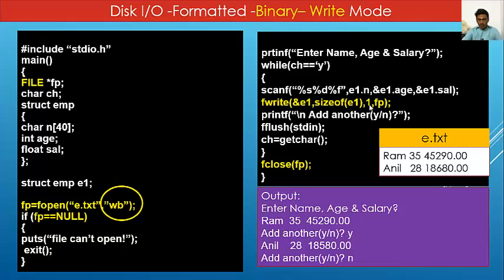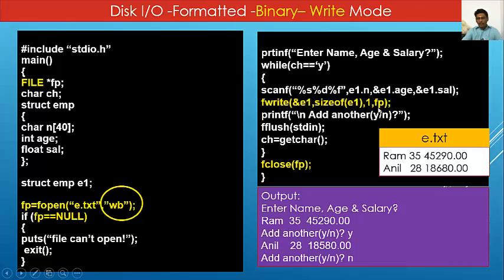So that 1 also indicates the total number of records. The third argument refers to the total number of records. In this case, we pass only one structure variable, so we put 1. If we create a structure array, that is struct e1 of 5, it is equal to 5 records, so here we put 5. In this case only one record, so we put 1.